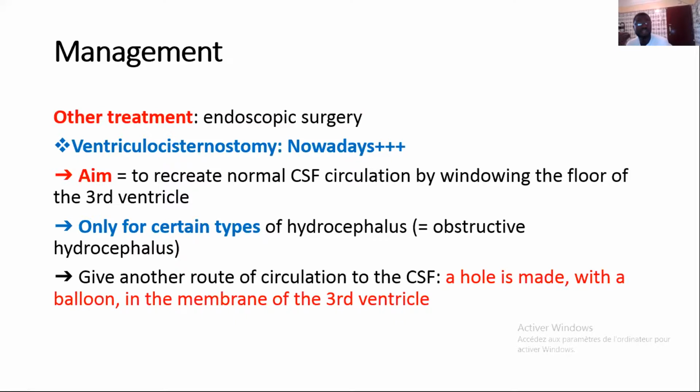Another treatment nowadays is endoscopic surgery. It is the ventriculocisternostomy. The aim is to recreate normal CSF circulation by windowing the floor of the third ventricle. It is only for certain types of hydrocephalus, like obstructive hydrocephalus. This technique gives another route of circulation to the CSF. A hole is made with a balloon in the membrane of the third ventricle.